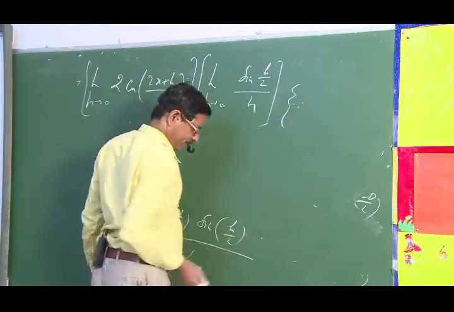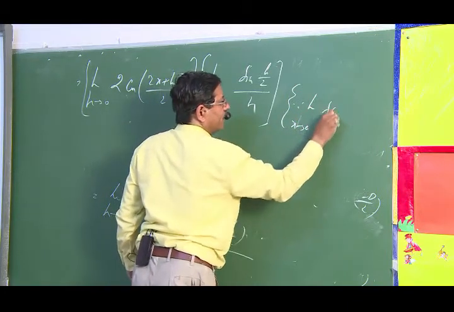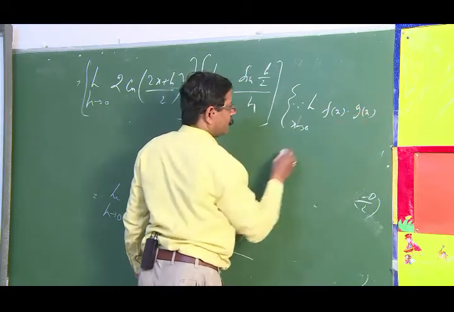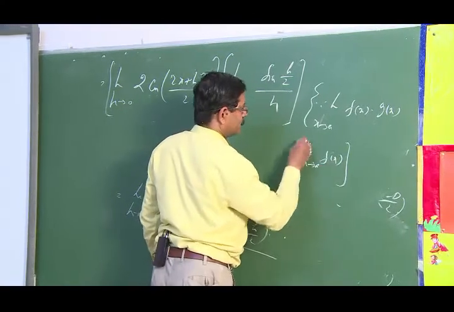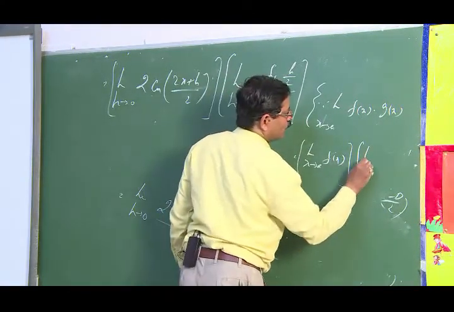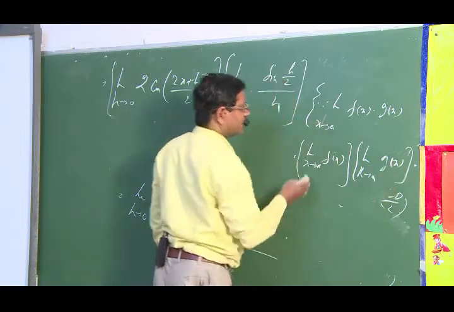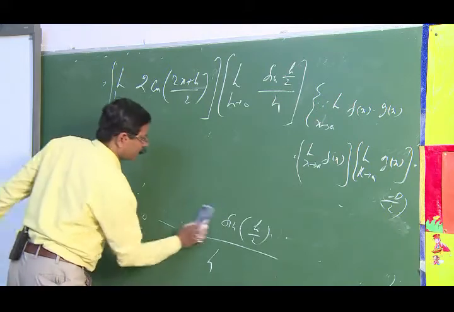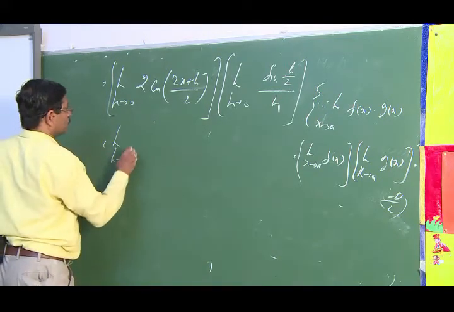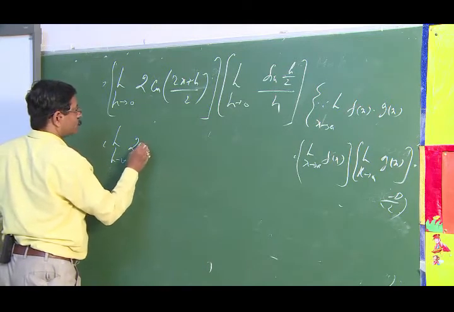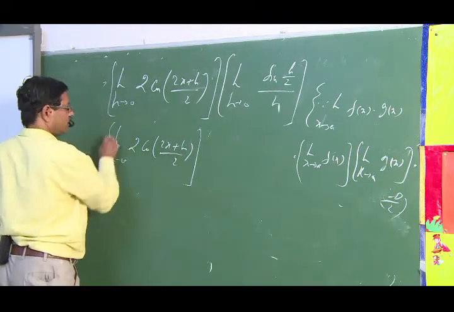We use here the property that the limit as x tends to a of f(x) into g(x) is equal to the limit as x tends to a of f(x) into the limit as x tends to a of g(x). Okay. Now, this is the limit as h tends to 0 of 2 times cos of (2x plus h) by 2, this one.